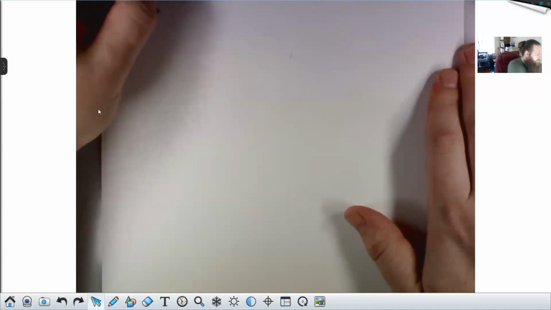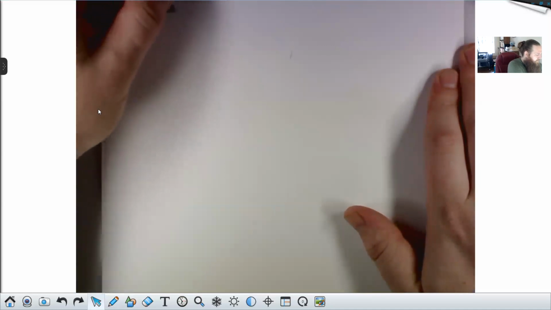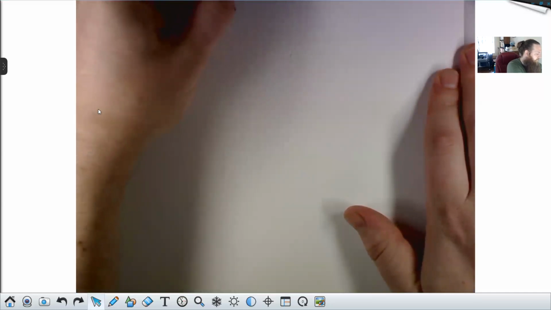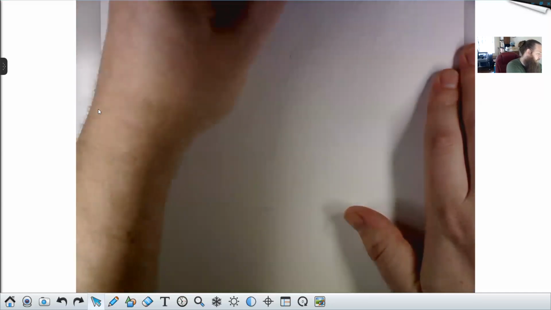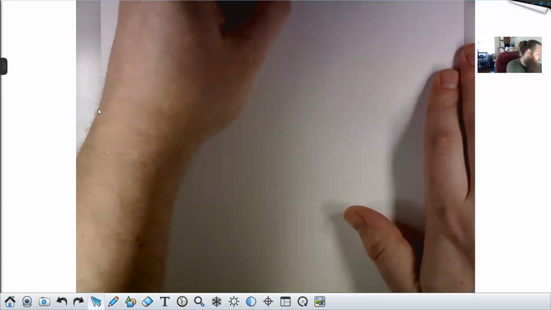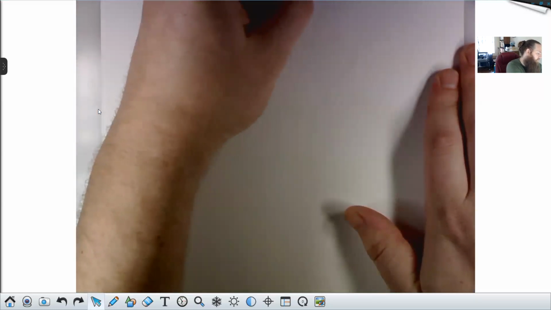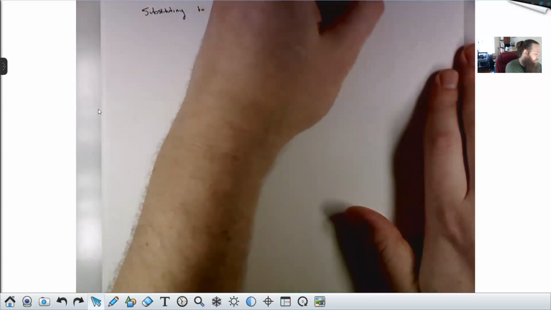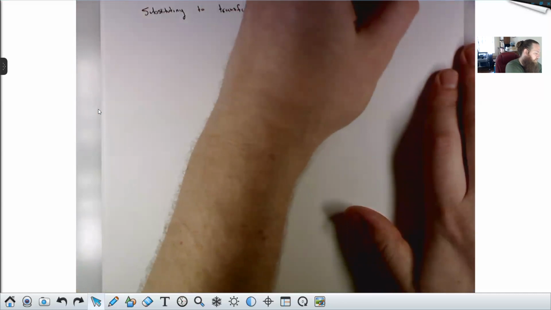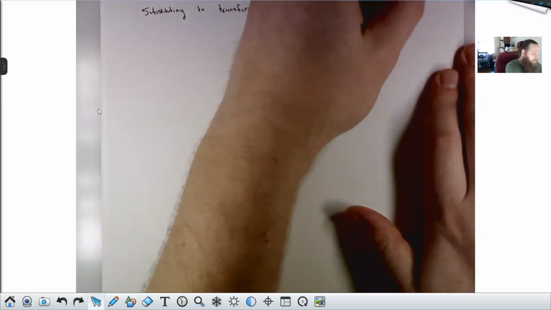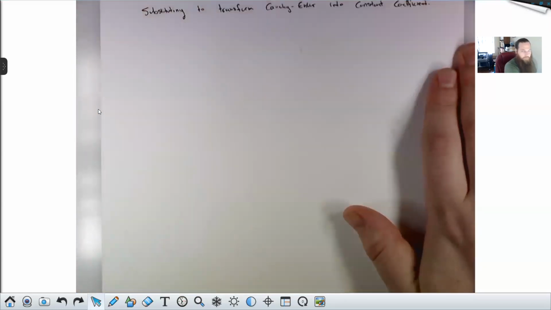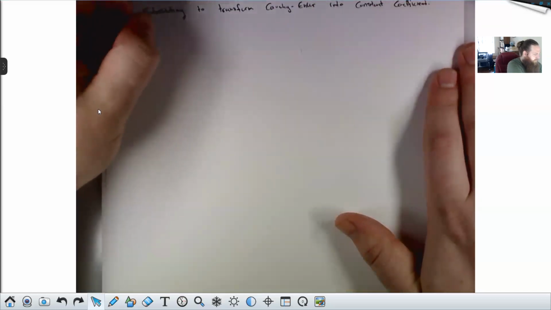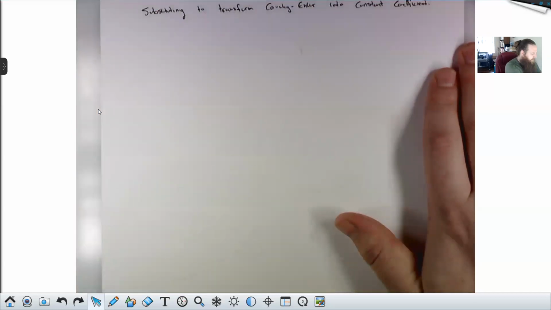Substituting to transform Cauchy-Euler equation into constant coefficient. That's the game here. So I'll do this with a second order equation, and I'm not working with the right-hand side at all.